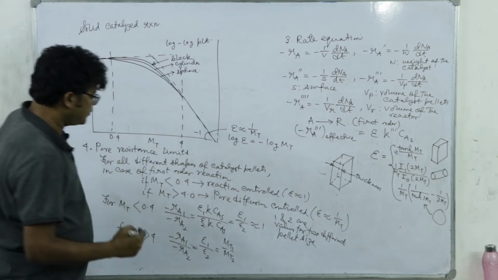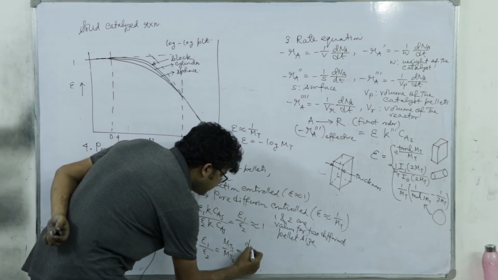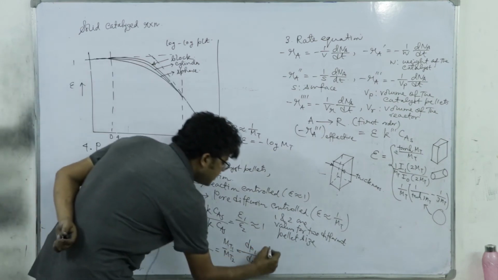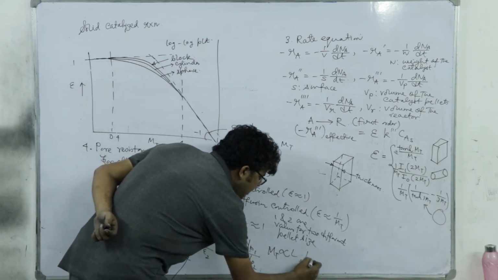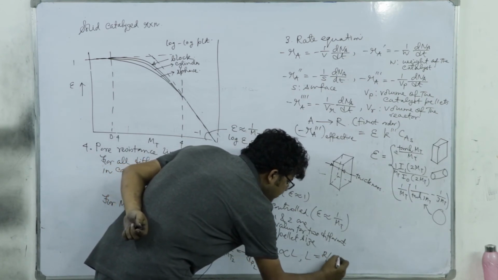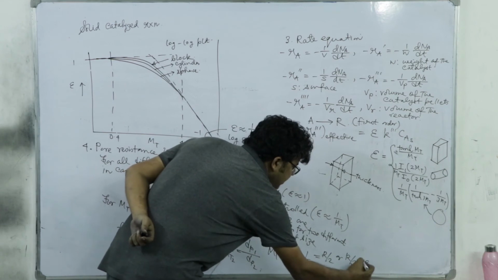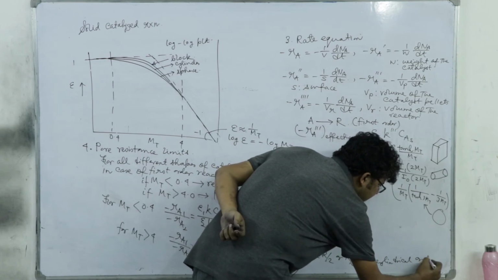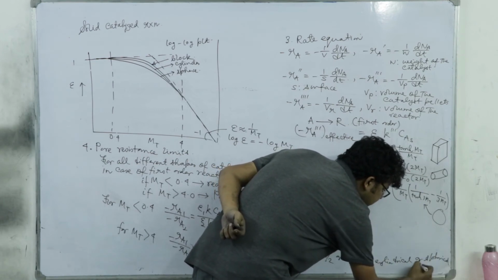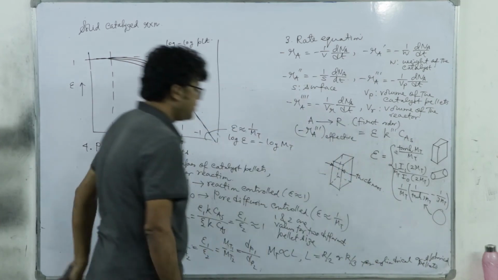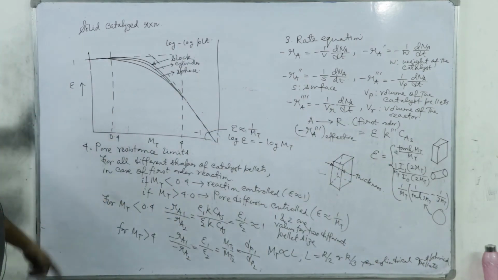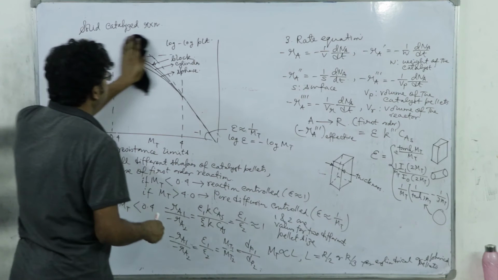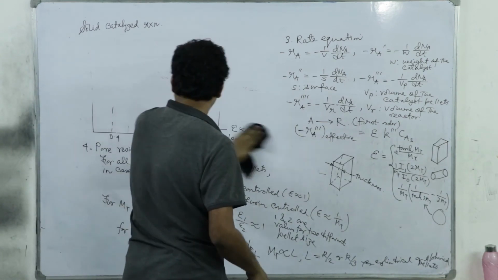Now mt is proportional to the size, so we can write pellet size 1 by pellet size 2. Why? Because mt is proportional to L, and L is equal to R by 2 or R by 3 for the commonly available cylindrical or spherical pellets. So that's the fourth point we have to note and remember. Right.